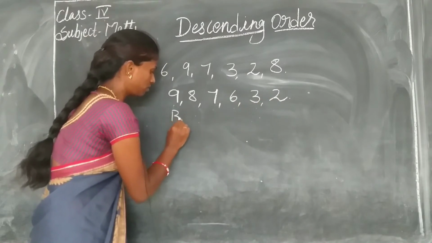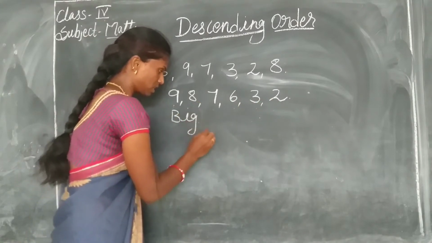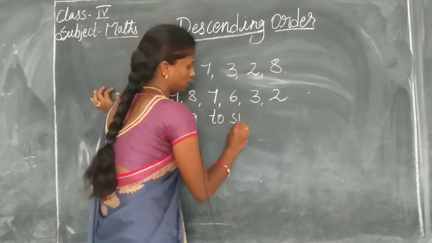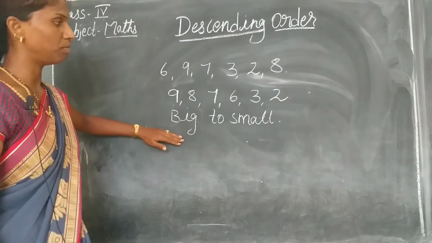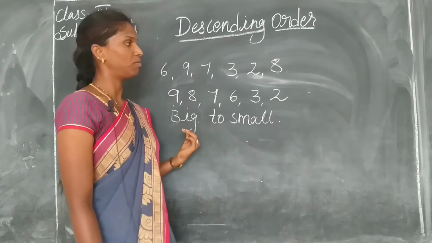So descending order means we have to arrange the numbers from bigger to smaller. Descending order means big to small.